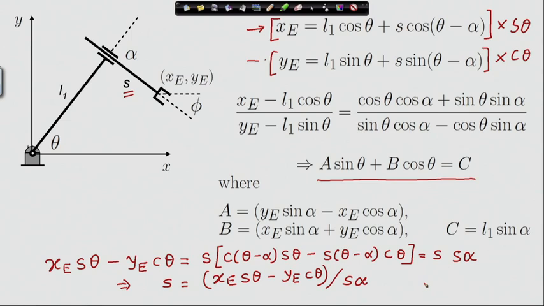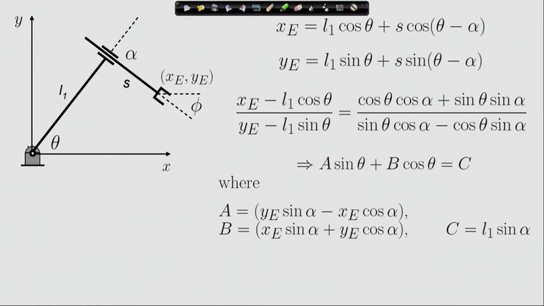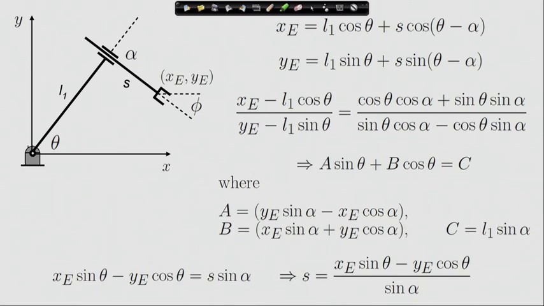So, this I am going to now show you formally. So, this is what I have done. Therefore, s is x e sin theta minus y e cosine theta, whole divided by sin of alpha. So, once I have solved theta from this equation, I can substitute in the equation for s and solve for s. So, for every value of theta that I obtain, I will obtain a value of s.